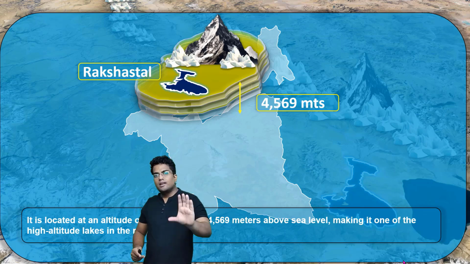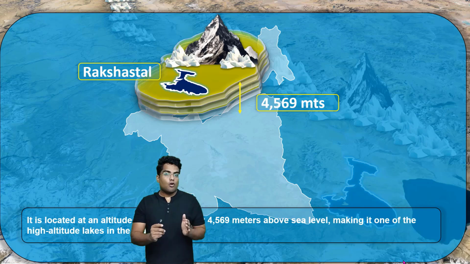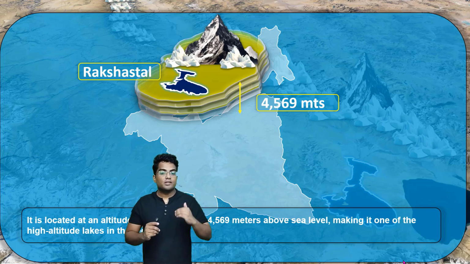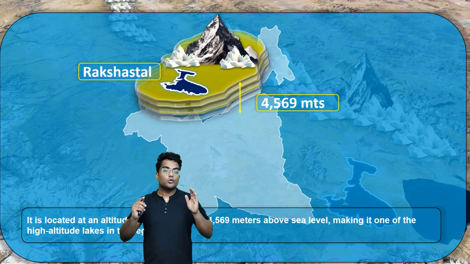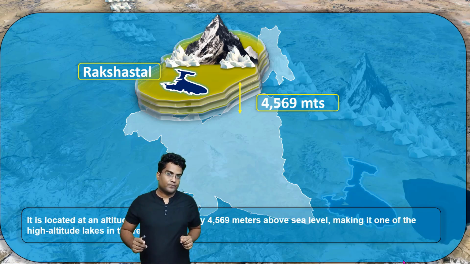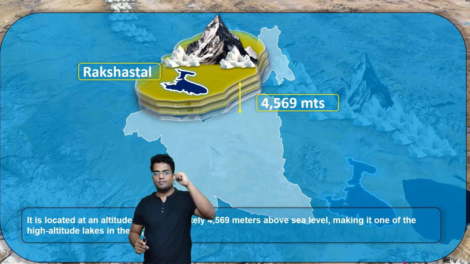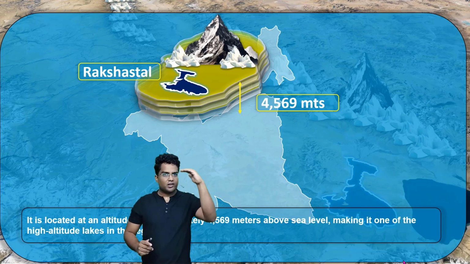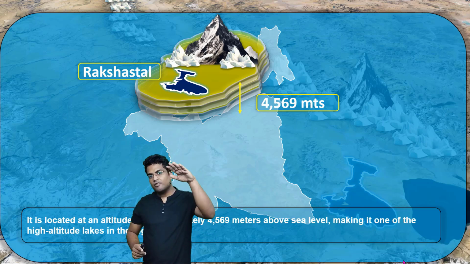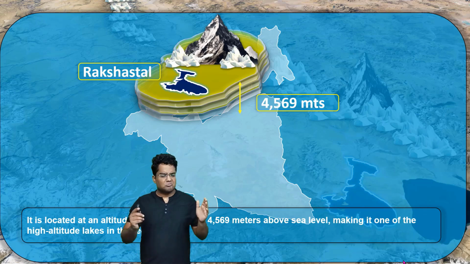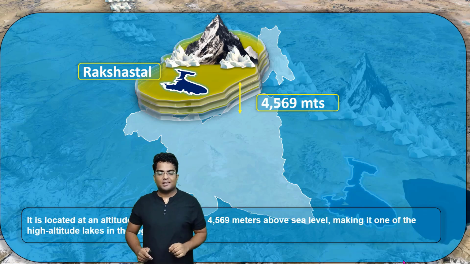Now it is a very high altitude lake. It's located around 4.5 kilometers above sea level. So it's one of the highest altitude lakes in the region. Okay, so that's pretty important. Rakshastal Lake is located at a very high altitude, 4.5 kilometers above sea level, quite a distance, right?